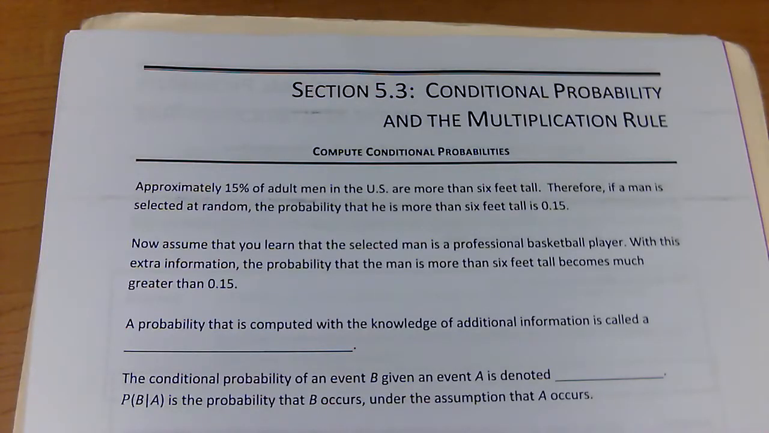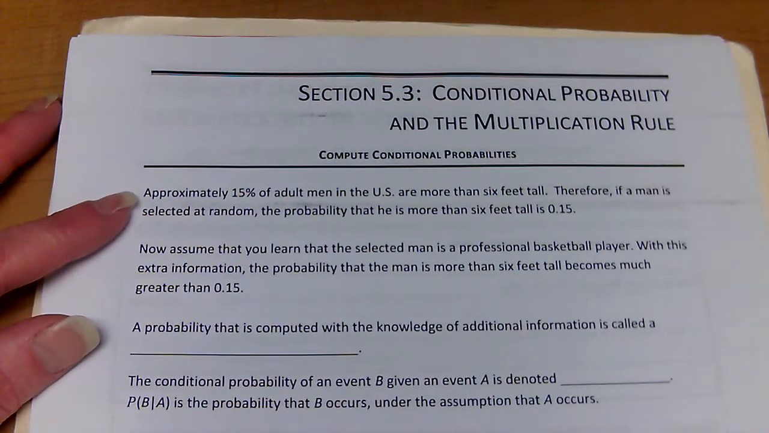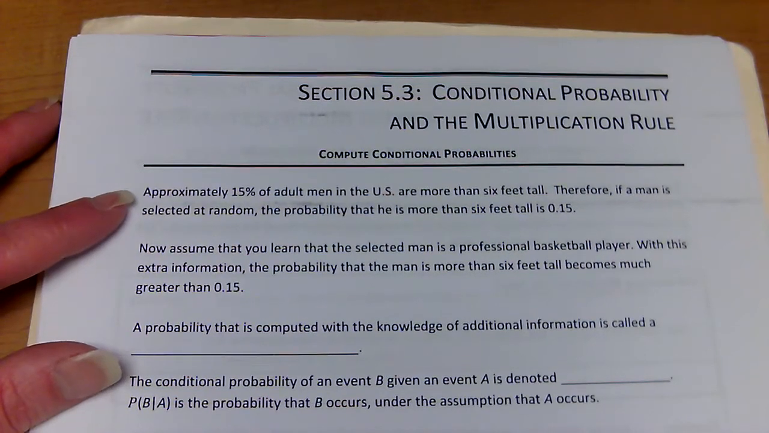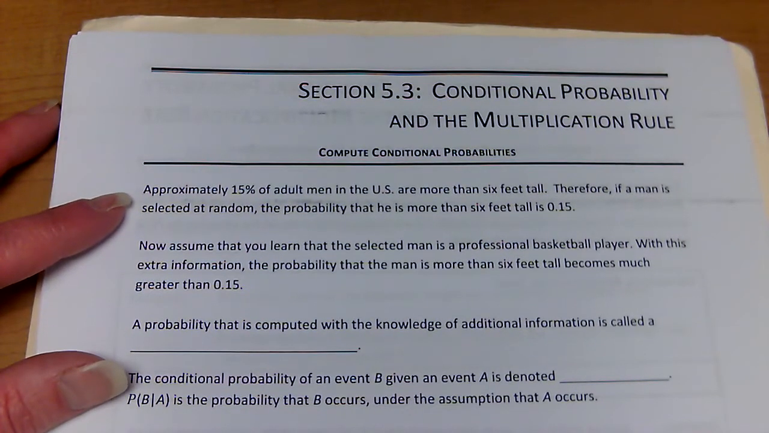We've looked at basic probability. We've looked at A or B. Now we're going to look at something called conditional probability. So approximately 15% of adult men in the US are more than 6 feet tall. Therefore, if a man is selected at random, the probability that he is more than 6 feet tall is 0.15.